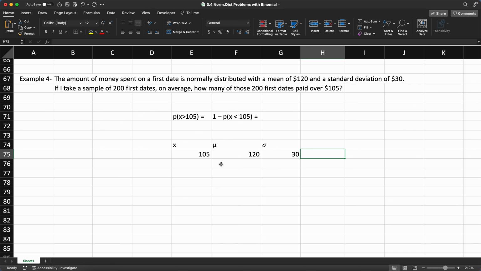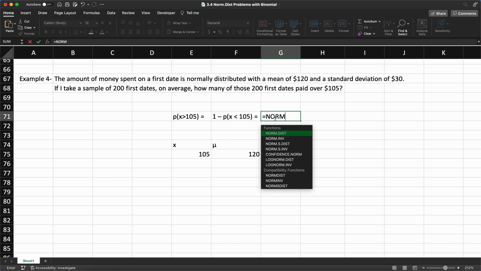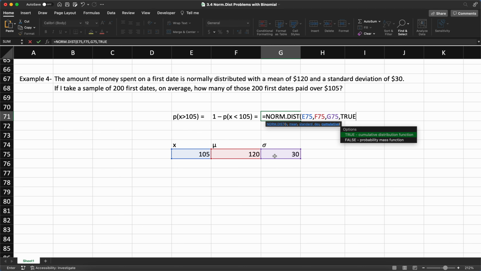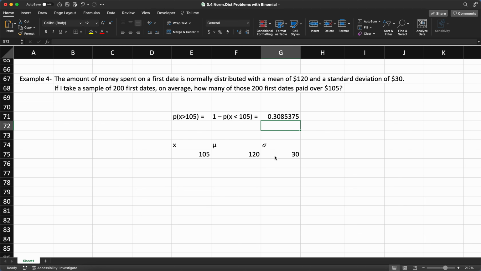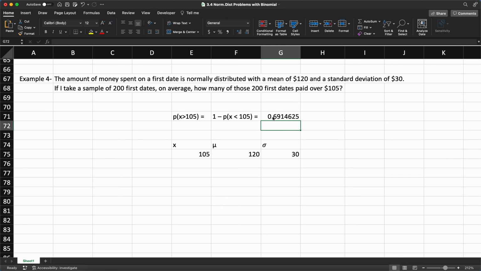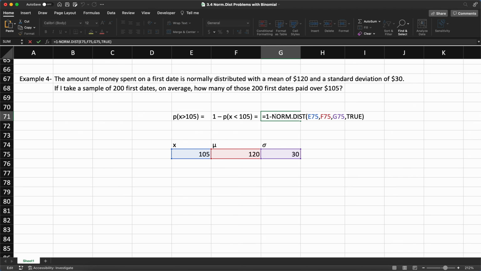So we're going to do norm.dist. We have x, we have the mean, we have the standard deviation, we have true because it's cumulative, and we get 0.30. Oop, I forgot to do the 1 minus. Sorry about that. 1 minus gives me 0.6915. Okay. I knew something didn't seem right there. So we have 1 minus the normal distribution because it's 1 minus the probability here.